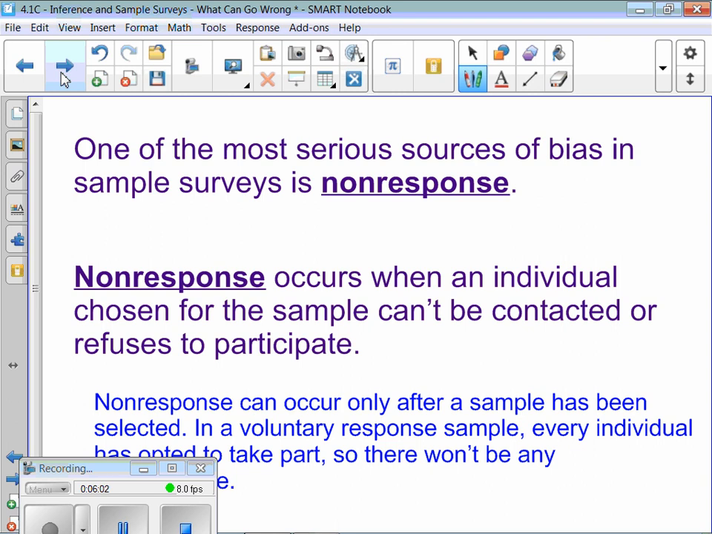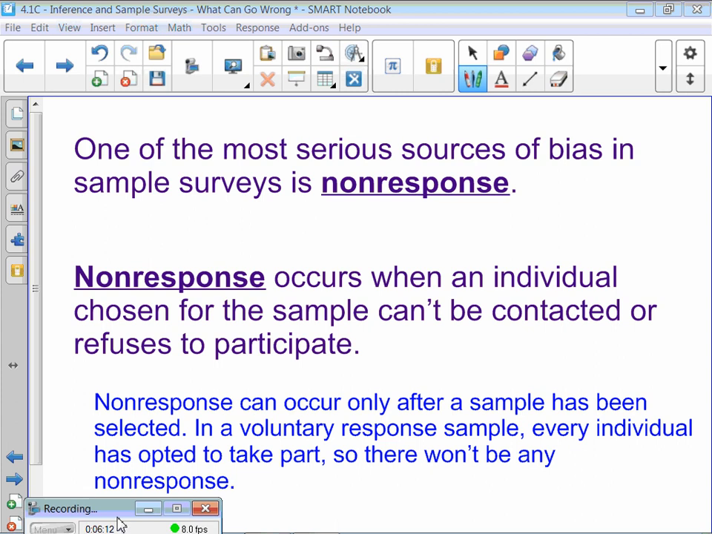Maybe. Or maybe you ask them at school and they say, I don't want to participate in that. That is non-response. So non-response can occur only after a sample has been selected. In other words, I'm choosing 100 people at Devlin, but 2 or 3 of them don't ever respond. In a voluntary response sample, every individual has opted to take part, so there won't be any non-response. So don't forget about that.